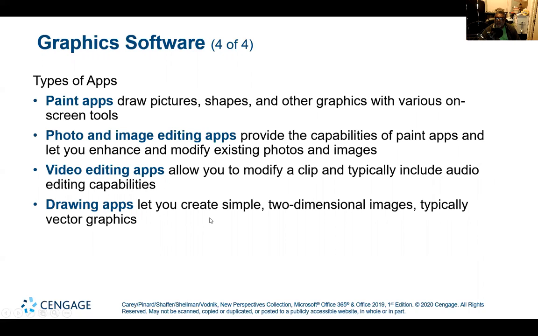All right. So the types of apps that are out there are paint apps, which draw pictures, shapes, and other graphics using various on-screen tools. You have photo and image editing apps that provide the capabilities of painting apps and let you enhance and modify existing photo images. Video editing apps allow you to modify a clip and typically include audio editing capabilities. Drawing apps let you create simple two-dimensional images, typically vector graphics. That's the end of our little slideshow.